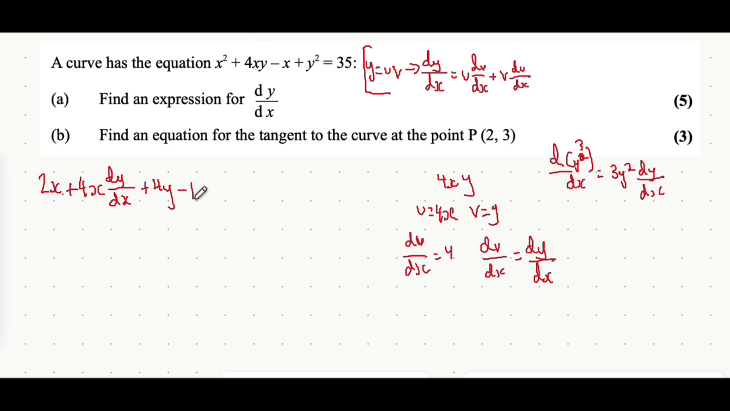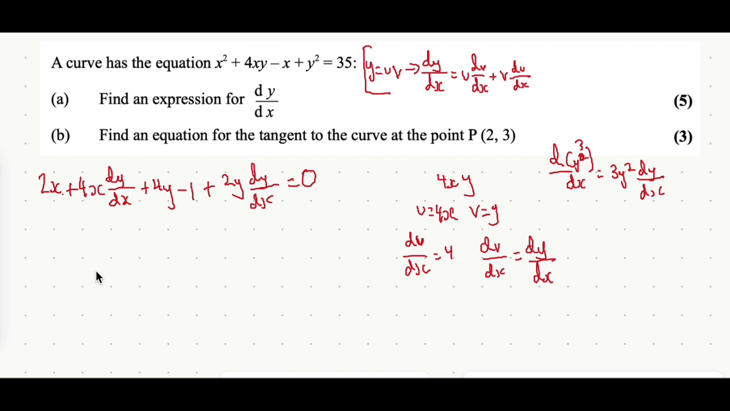Minus x differentiates to minus 1. y squared differentiates to, like I mentioned, you first differentiate just the y term, so 2y, and then just multiply dy/dx onto it afterwards. And then equals the differential of 35, which is 0. That's step number one. You differentiate each individual term as you need to.